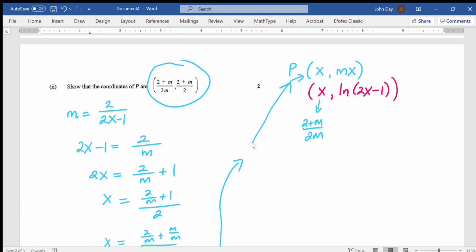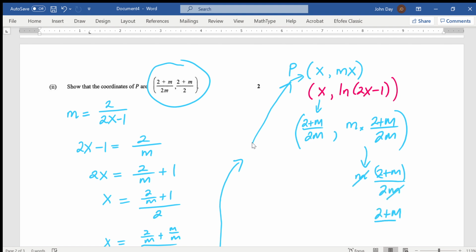x, mx are the x and y coordinates. Now x is 2 plus m on 2m. So mx is m times 2 plus m on 2m. Right, so this here will be m times 2 plus m on 2m. The m's cancel and you get 2 plus m on 2.